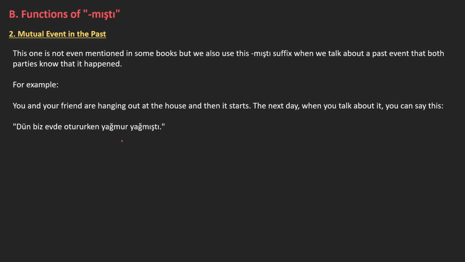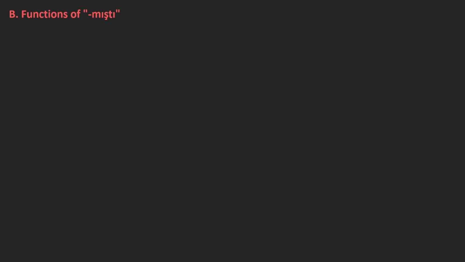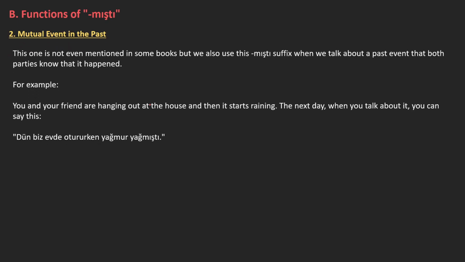So you and your friend are hanging out, and then it starts raining. So next day when you talk about it, you can say, biz evde otururken yağmur yağmıştı. Hatırlıyorsun değil mi? Like, hey, do you remember when we were hanging out? It was raining. It started raining. Yağmur yağmıştı.